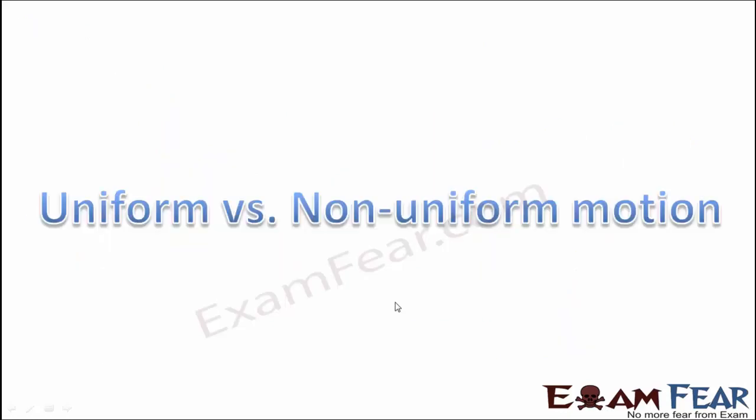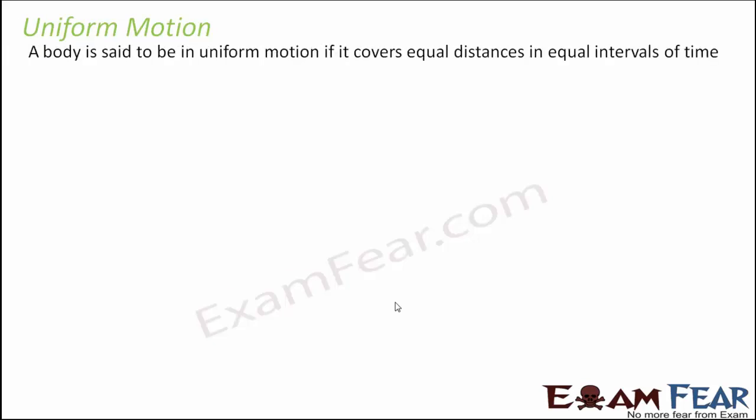So now that we have got a good idea about motion, let us talk about these two types of motion, uniform and non-uniform motion. So what is uniform motion? Uniform means something which happens smoothly, something which happens very regularly. So that is uniform. A body is said to be in uniform motion if it covers equal distances in equal intervals of time.